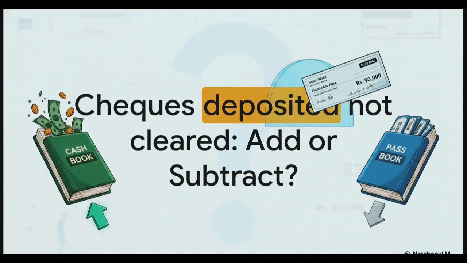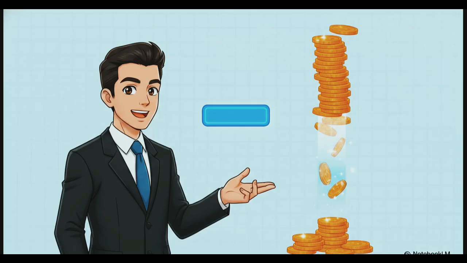Let's try the next one from the illustration. Checks deposited in bank but not yet cleared amounts to 90,000 rupees. Once again, close your eyes and visualize the books. You deposited it, so your cash book anchor shot up. But wait, it hasn't cleared. The bank hasn't added the funds yet. That means your passbook destination is still low. Therefore, to reach that low destination from your high starting anchor, you must logically subtract 90,000 rupees. See how this works? Step by step, transaction by transaction, the logic holds completely firm.